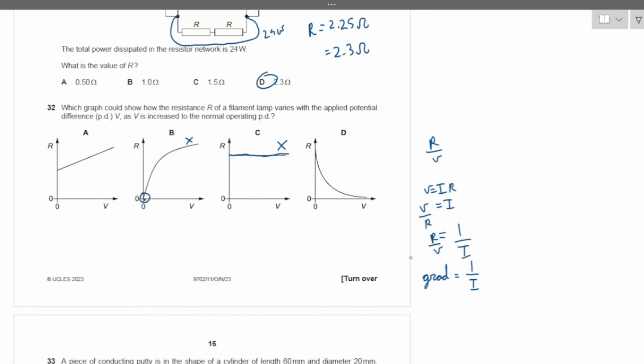So let's relate it with this property. So over here we can see gradient is equals to 1 over I. That means as the gradient increases, current will decrease. Let's apply this logic to the graphs. So let us see over here. Over here we can see that the gradient, as a matter of fact, is decreasing. That means current will increase? No, that does not make sense. That should not be the case.